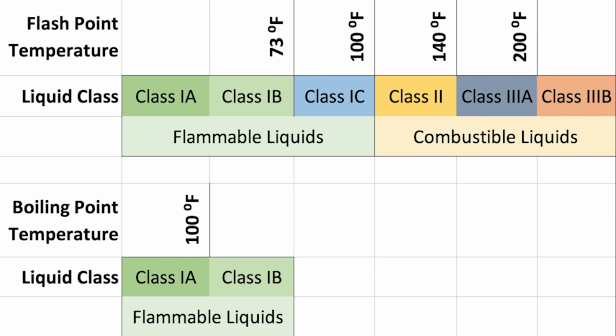Combustible liquids are classified as follows. Class 2: any liquid that has a flash point at or above 100 degrees Fahrenheit but below 140 Fahrenheit. Class 3A: any liquid that has a flash point at or above 140 degrees Fahrenheit but below 200 degrees Fahrenheit. And Class 3B: any liquid that has a flash point at or above 200 degrees Fahrenheit.